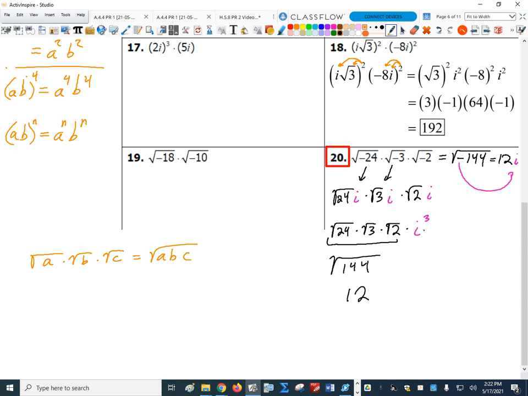Now what's i cubed? Negative i. It's i squared times i, isn't it? So that's all giving me negative i. And so if I multiply 12 times negative i, I'm actually getting the result negative 12i. You see that? So that's my actual answer.